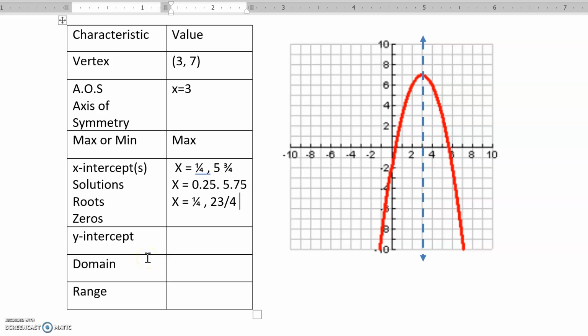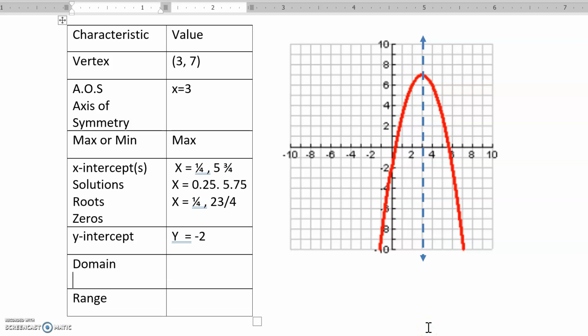The y-intercept is pretty self-explanatory. It's where our graph crosses the y-axis. So our graph crosses the y-axis right at about -2. So we're going to have y equals -2. Now, domain is where the graph exists along the x values.